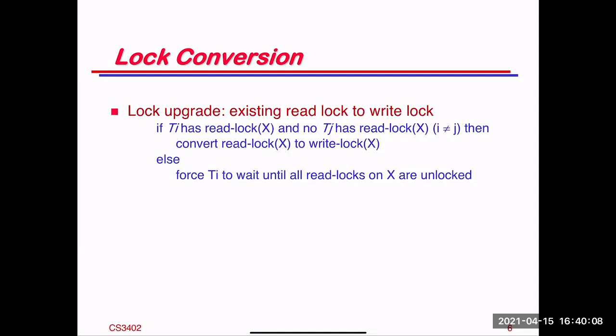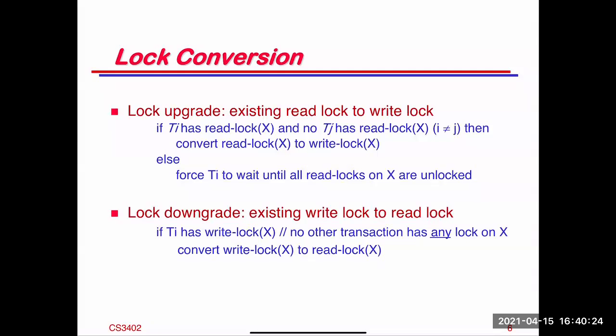Otherwise, if there are some transactions TJ that also have a read lock on X, then TI will need to wait until all the other read locks on X are released. On the other hand, sometimes you may want to downgrade a lock. For instance, a transaction TI might currently hold a write lock on X, and that implies, of course, that no other transaction can hold any lock on X. Then I can downgrade the lock by converting a write lock to a read lock.